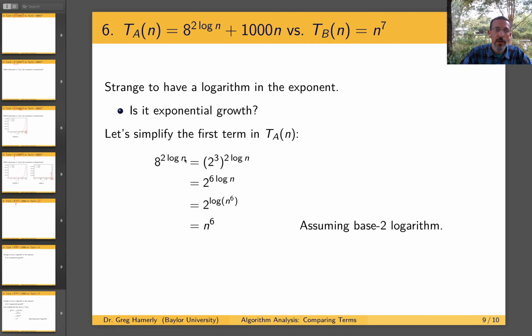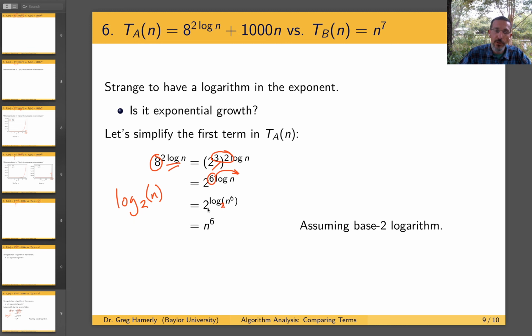8 to the power 2 log n. Let's assume that this logarithm is base 2, so log is log base 2 of n, okay? Then if we replace 8 with 2 to the third, which is the same value, then we have 2 to the third, all to the power 2 log n. Well, we can combine 3 and 2 by multiplying them together. So we get 2 to the 6 log n, and again, that's log base 2. And we can bring this 6 over here to be a power of n. So we have 2 to the log base 2 of n to the 6th, okay?